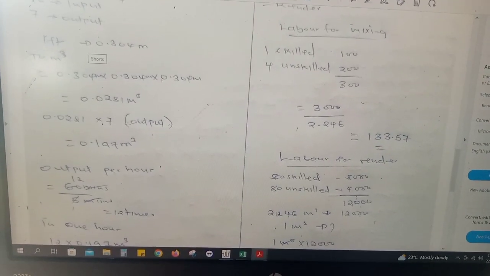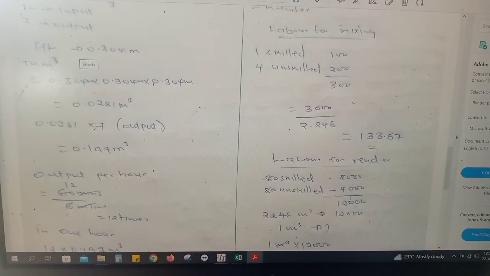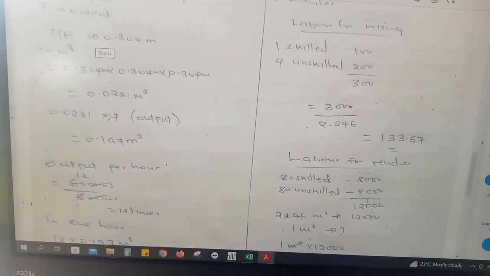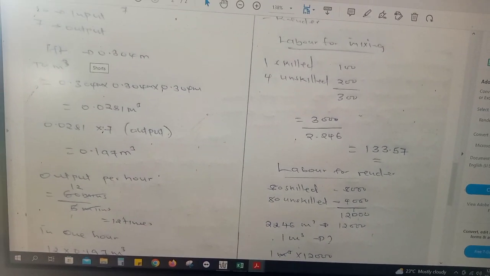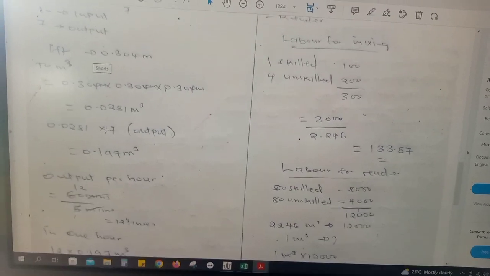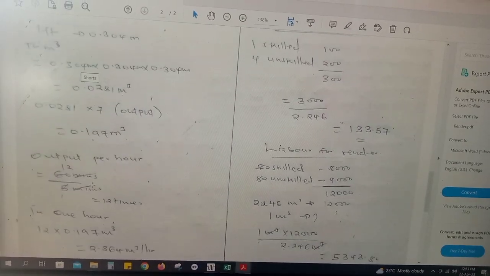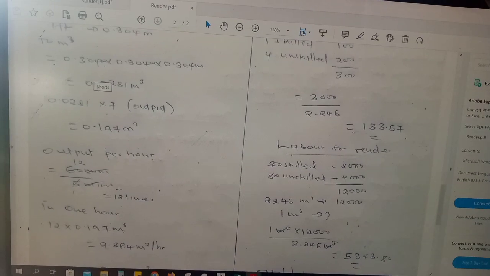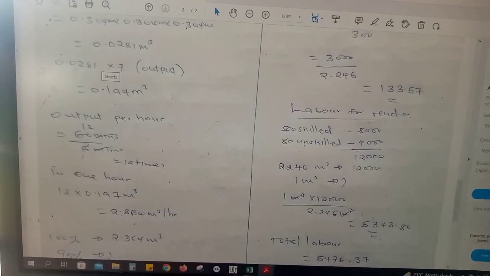Then when you want to get the output of one discharge of a mixer, you multiply by 7. It will be 0.197. That is it. Then the output per hour.